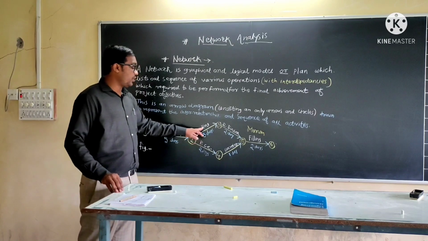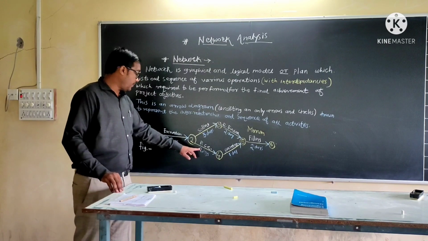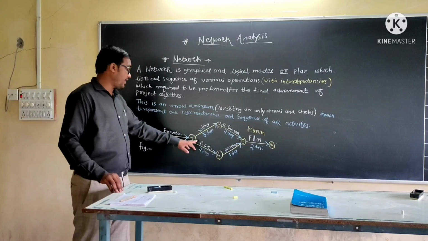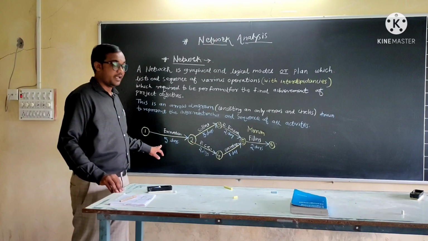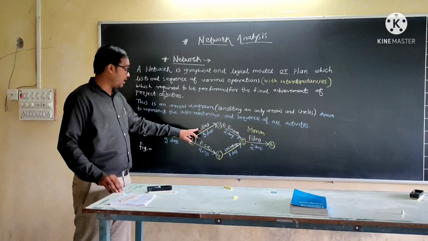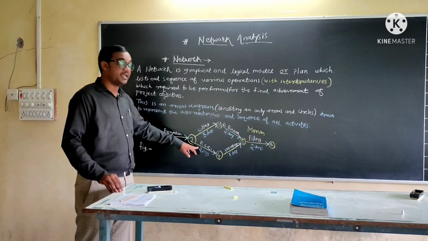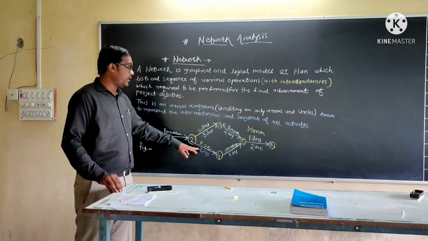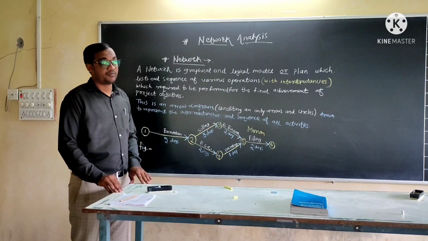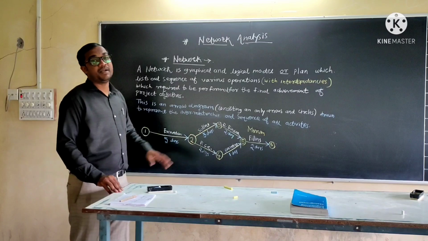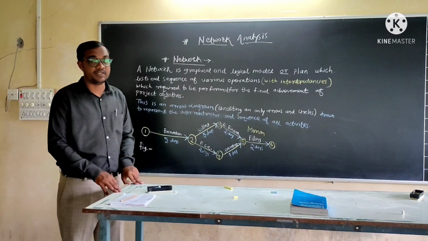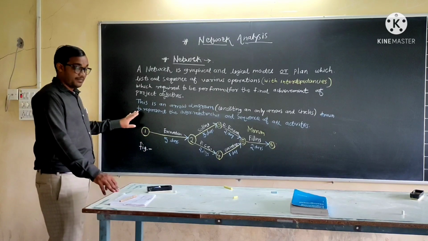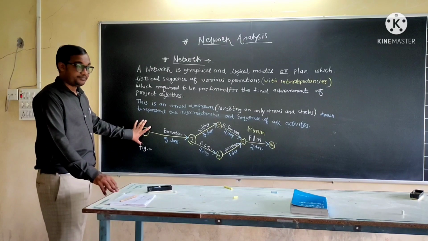Interdependencies means soiling and PCC are depending upon the excavation. Soiling and PCC are possible after completion of excavation only. Therefore, soiling is depending upon the excavation, and PCC is depending upon the excavation and soiling. After soiling only, PCC is possible. So these are the interdependencies of different activities on each other. This is an arrow diagram. This is a network diagram.